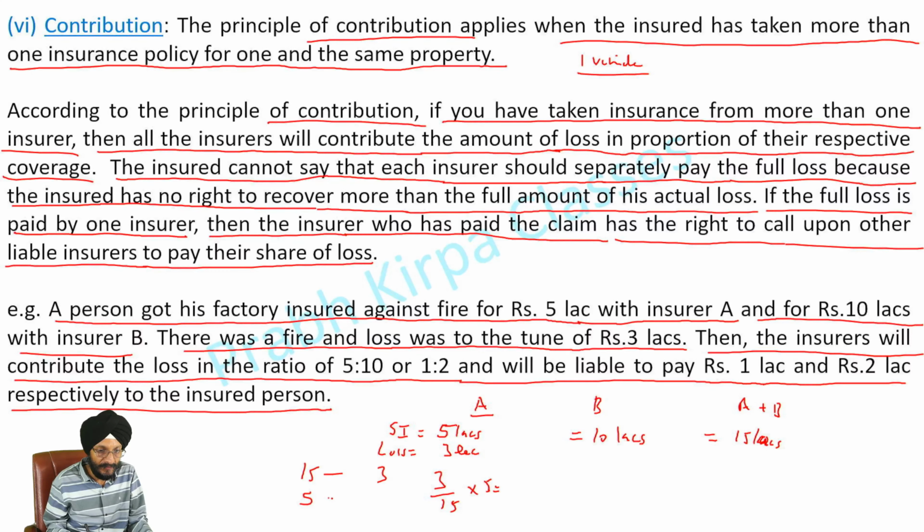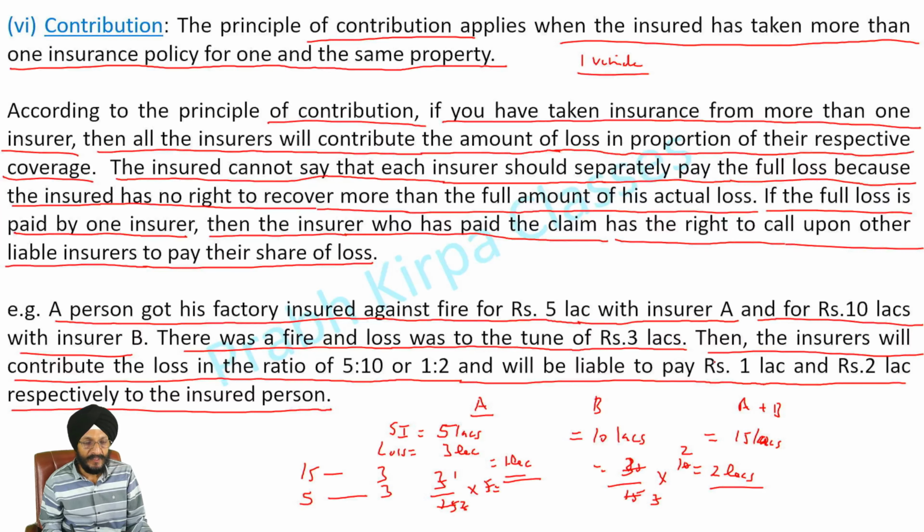So when the sum insured is 5 lakhs, 1 lakh, and then here it will be 3 lakhs divided by 15 lakhs into 10 lakhs. So you can understand that the insurance company A will be liable to pay rupees 1 lakh and the other will be liable to pay rupees 2 lakhs.